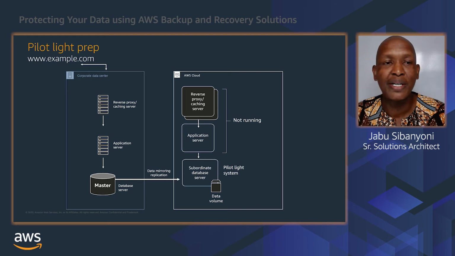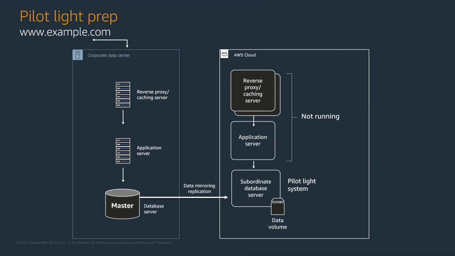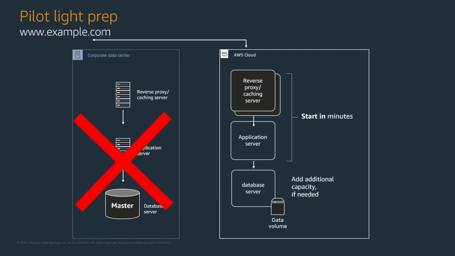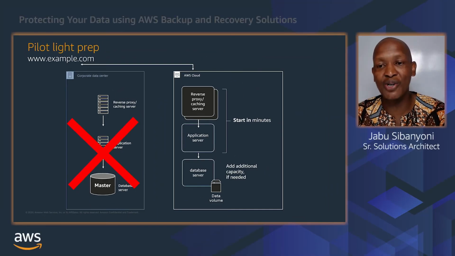So for example, the pilot light, as an example, you would have your environment readily prepared in AWS, but your environment doesn't necessarily have to be running. So you might have scripted your environment using services such as CloudFormation, where when you are having a disaster, you are able to then switch over and start that environment within minutes. And you are able to, of course, add additional capacity if you need.